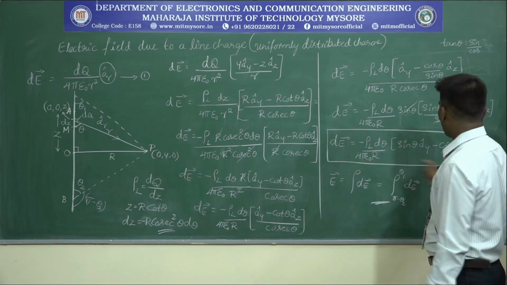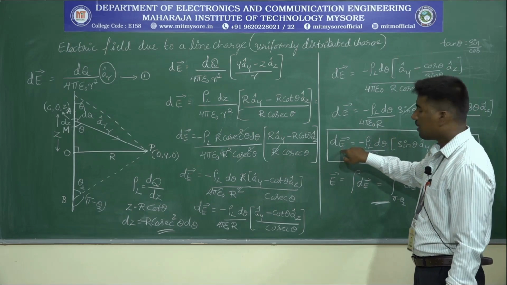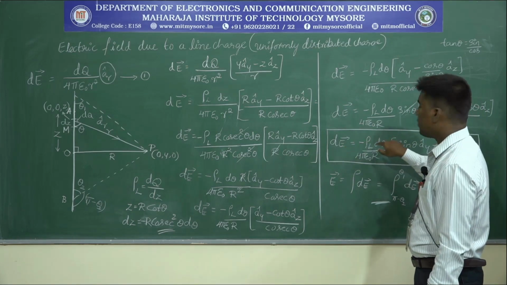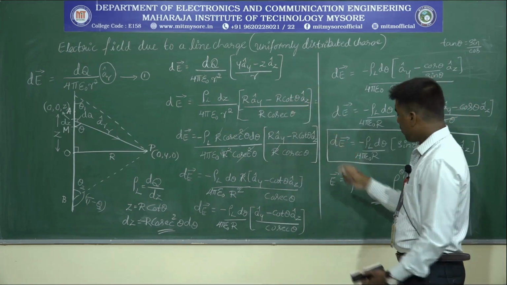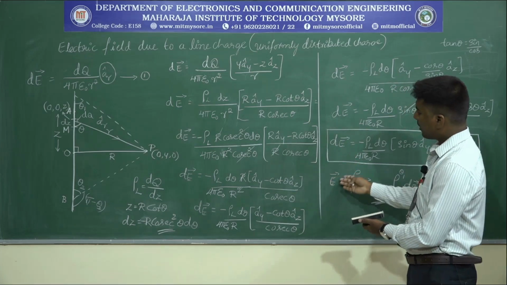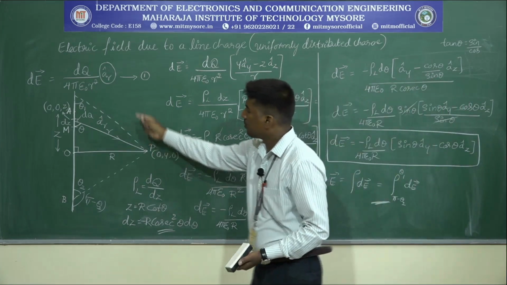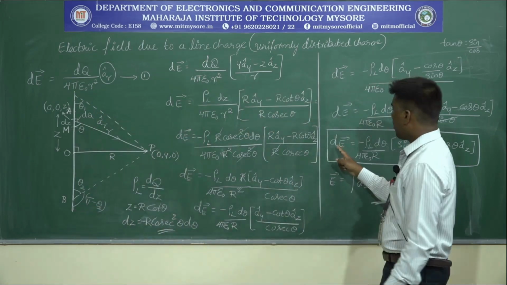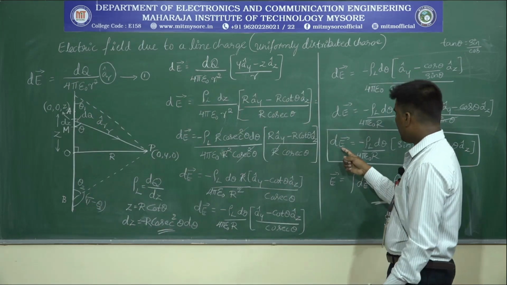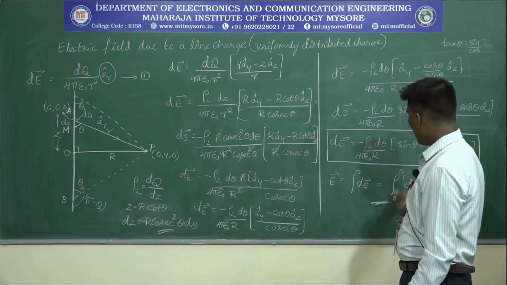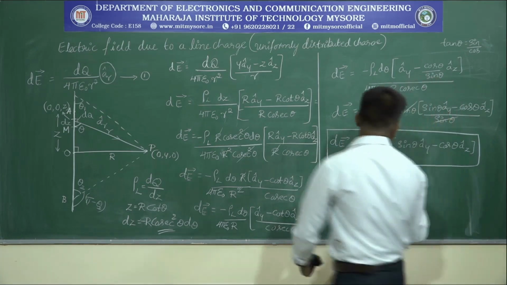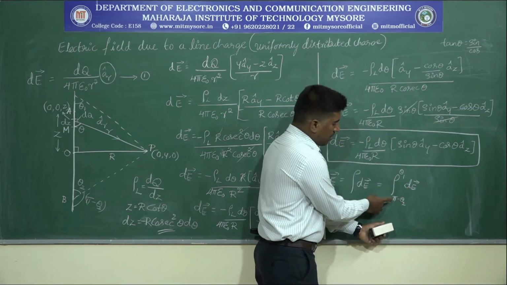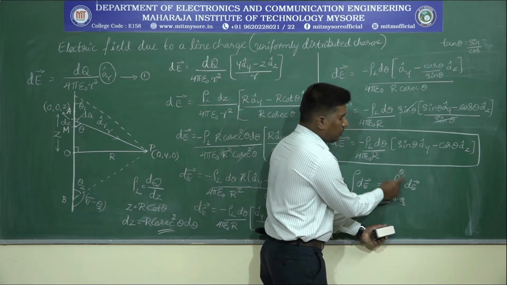This is the final equation for the elementary electric field due to the elementary charge dq. In order to find the total electric field at a point P due to the entire line charge AB, we need to integrate all the elementary electric field intensities within the given range. That given range is, the initial limit is pi minus theta 2 to theta 1.